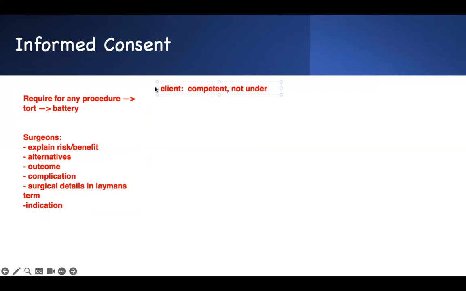Not under any influence. Key. So you have no alcohol on board, no drugs on board. What I mean by drug is like sedatives. You're not taking anything. So all those things, like narcotics. And it should not be coerced. Like, you can't force me to do that. We got to meet all those standards. It should be voluntary from the patient.